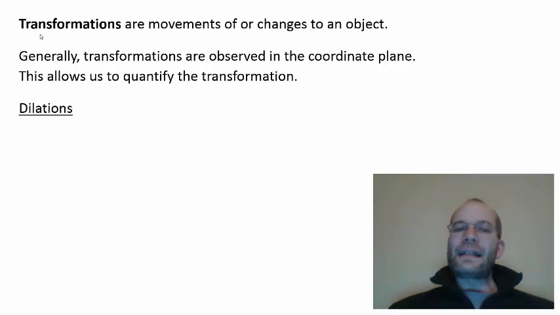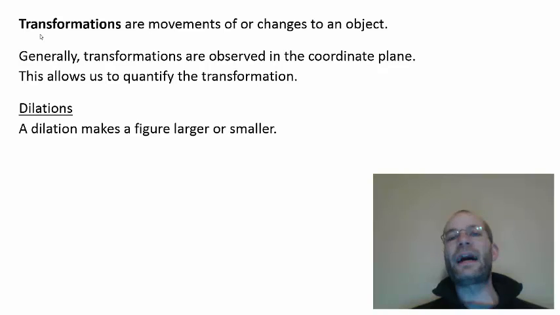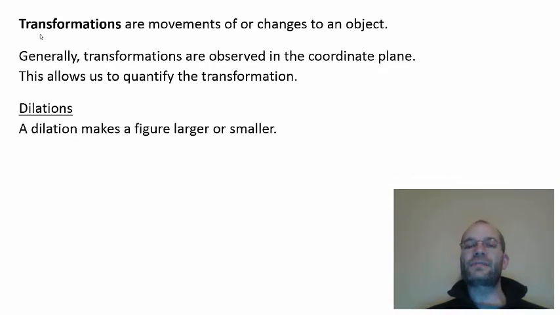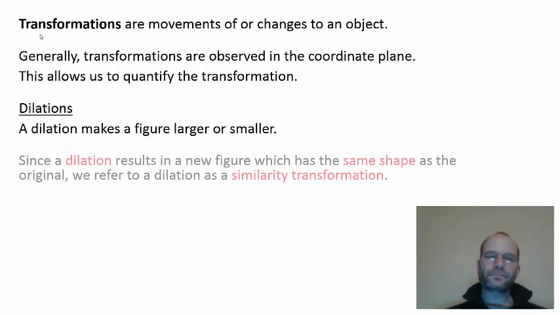Today we're talking about dilations particularly. Dilation makes a figure larger or smaller. Think about the pupil of your eye, how it dilates, that is, it gets bigger or smaller. We talk about dilations in the geometric context. We're talking about exactly the same thing, an object getting larger or smaller.